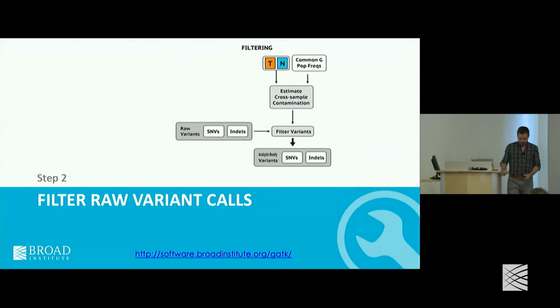Okay, so the second part is filtering. Here we take the entire VCF output of the variants that we called in Mutect, and we run some other tools to compute things like, for example, contamination, and then we put it all into one filtering tool that will output the final VCF.